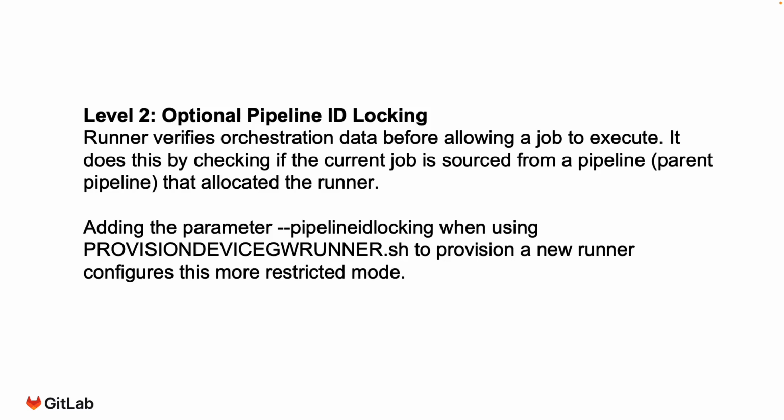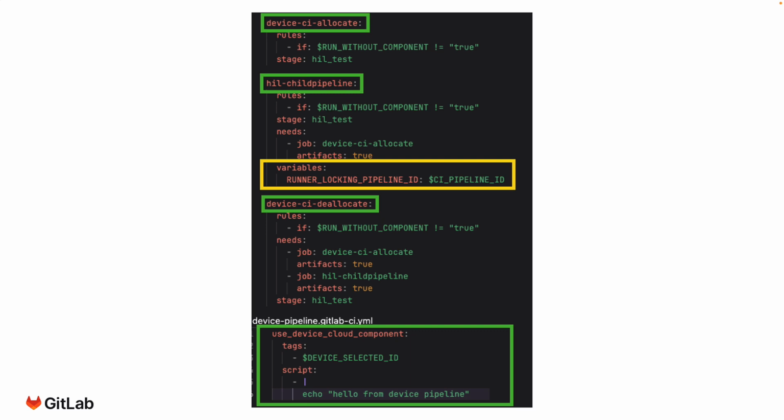So the second level is optional, and you have to turn it on. And it's called pipeline ID locking. So basically, we're going to check that the pipeline ID is the one that actually asked for the runner. When you use the script to provision the runner, you use a new switch, pipeline ID locking, and that will configure the proper code inside of the runner code to be able to check the pipeline ID. Then the only other change you need to make is when you call your child pipeline that needs to use the device cloud, it has to pass in a variable called runner locking pipeline ID. Generally, that's the parent ID.